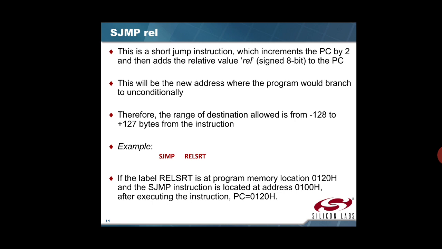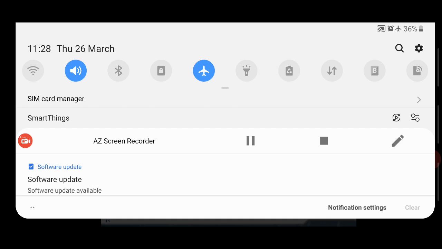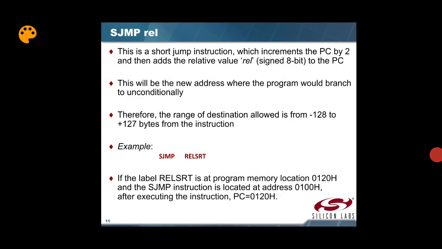Similarly here, the labeled instruction REL SRT is located at this location, 0120h. Whenever SJMP is executed, the PC will go to 0120h, and now the PC will be loaded with 0120h.